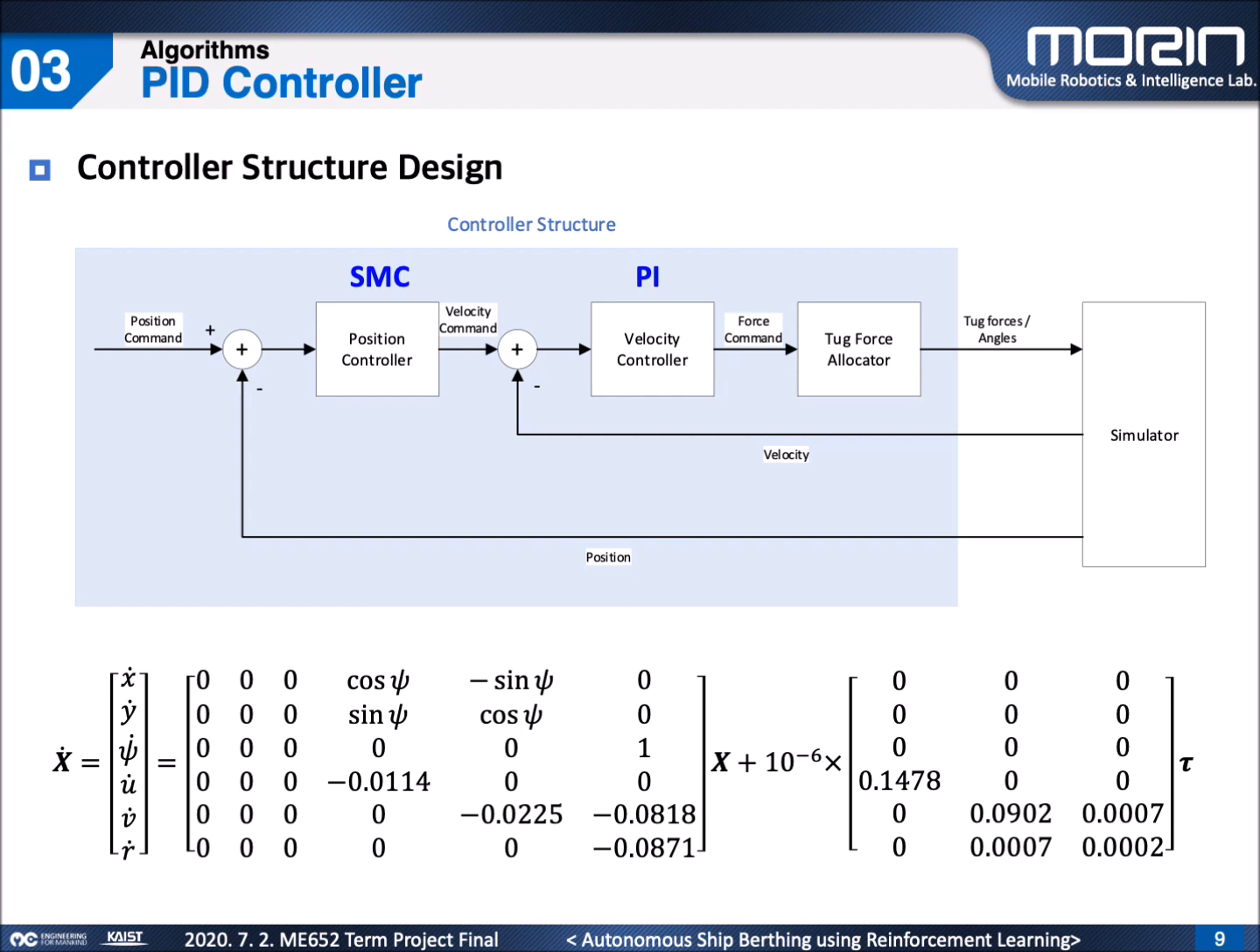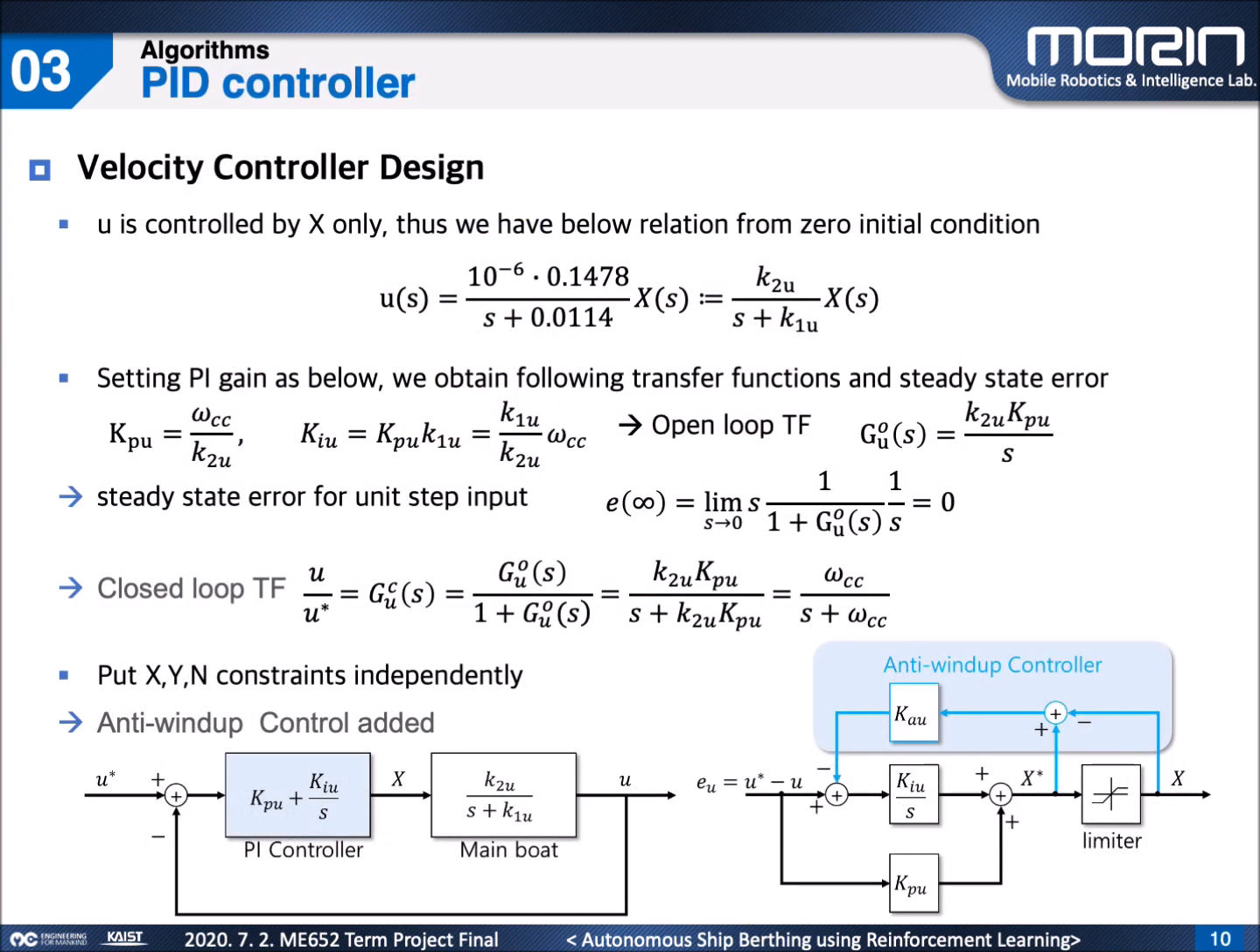Well, let me explain how the velocity controller is designed. The u component PI controller is designed with the following gain, so that the steady state error for a unit step input is 0. And due to the force constraint, we added an anti-windup controller here.